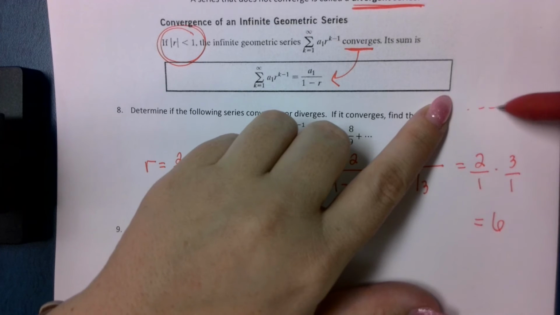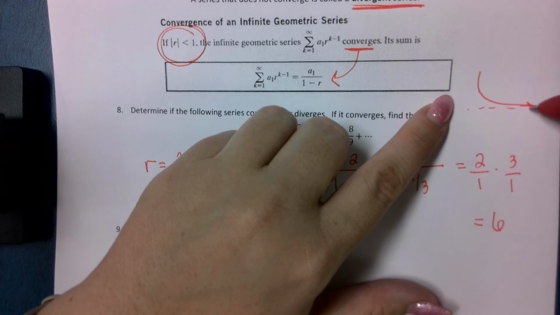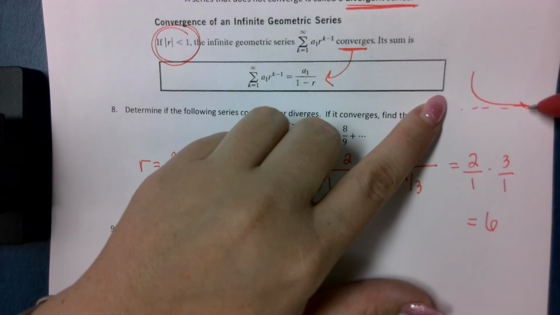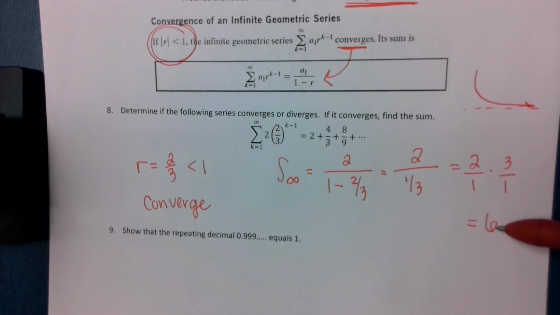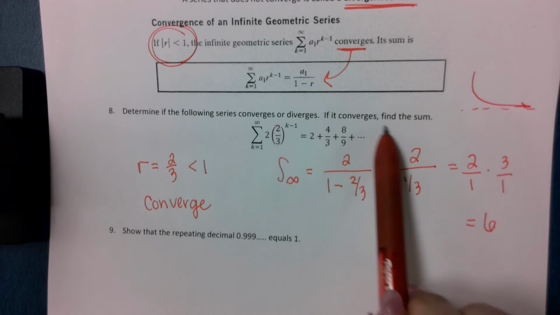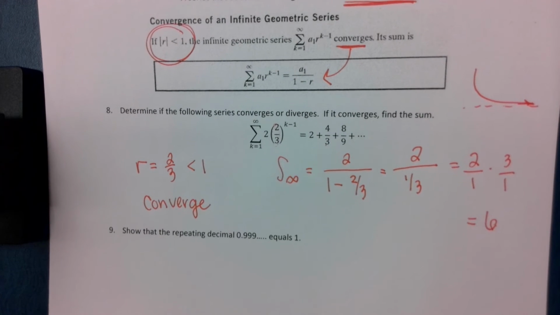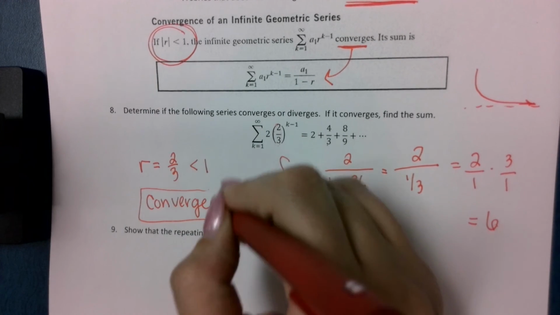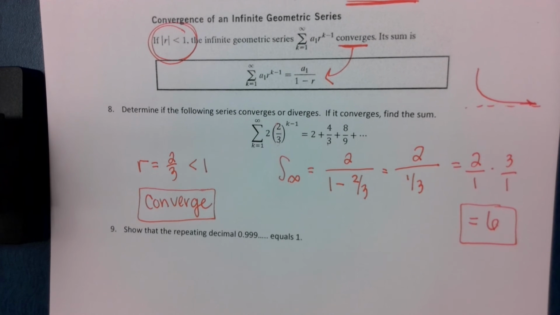Kind of think about this like asymptotes, right? If I have an asymptote here and my graph is going like this, it's getting closer and closer and closer to 6. No matter how far to infinity I go, it's never going to cross 6. It's always just going to get closer and closer and closer to 6. That's that same concept. As I add on terms here, it's going to get closer and closer and closer to 6. But it's never going to change from 6. So it converges and the sum is 6, even though it goes to infinity.